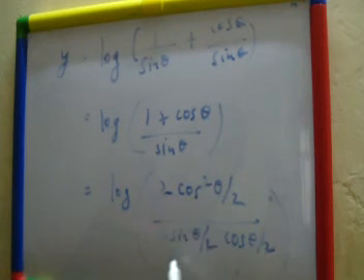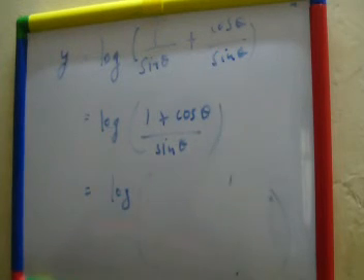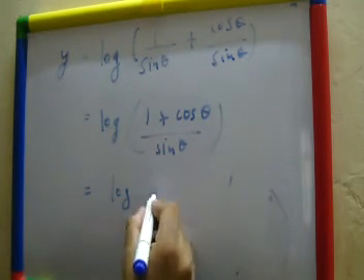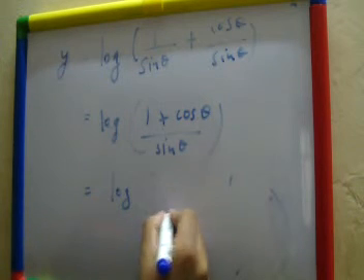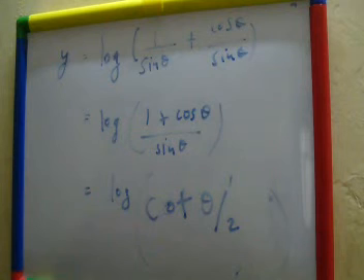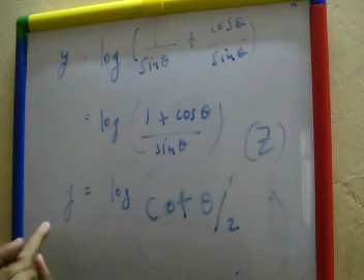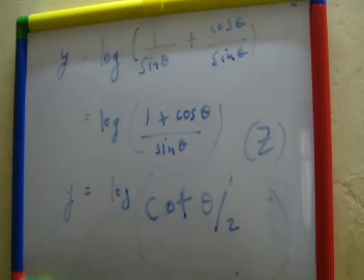So cos theta by 2 upon sin theta by 2 is log cot theta by 2. This is what we required in our imaginary part of z. So we have found out x, we have found out y, and x and y are as per our requirements in the proof. Hence we have completed our proof.